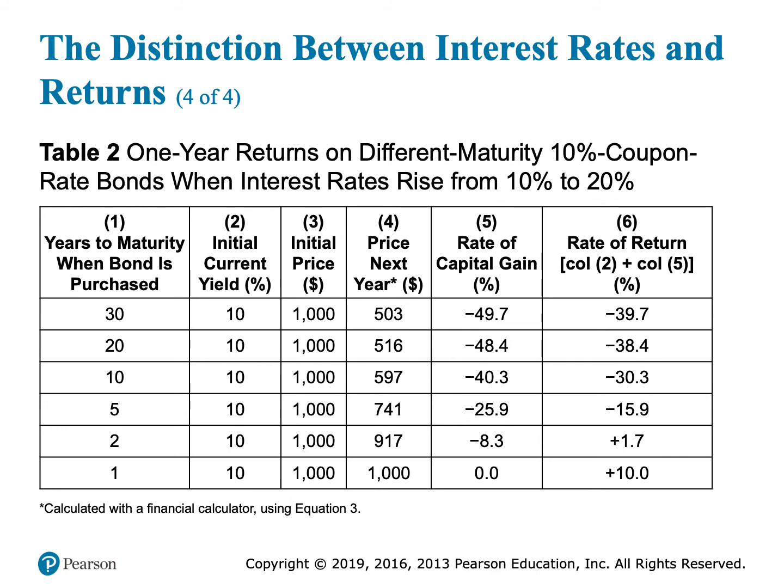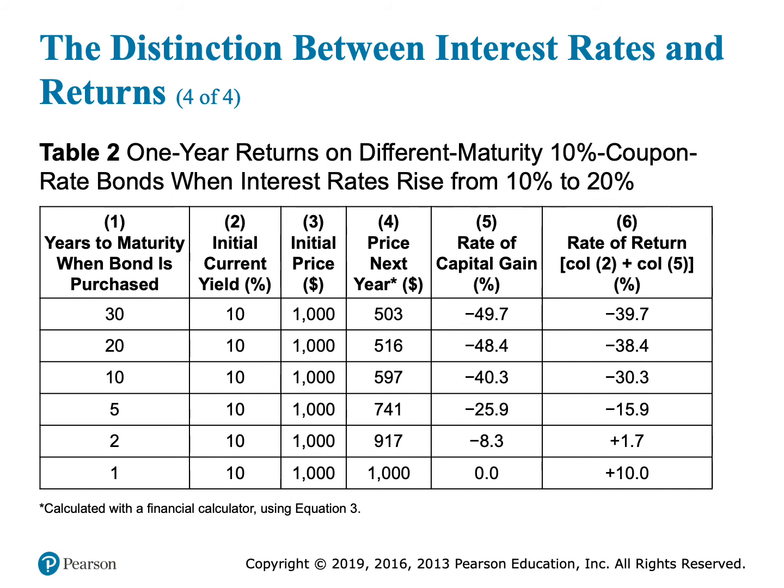In the case of the 2-year yield to maturity, we almost broke even, but not quite. Our capital loss was not enough to dominate our current yield, and we walked away with a 1.7% overall rate of return. Let's look at those rates of return overall, right?